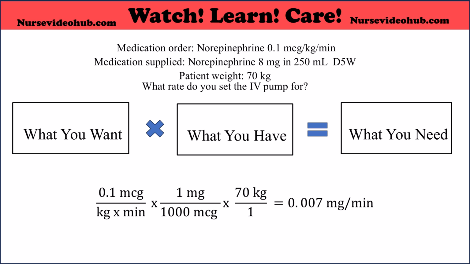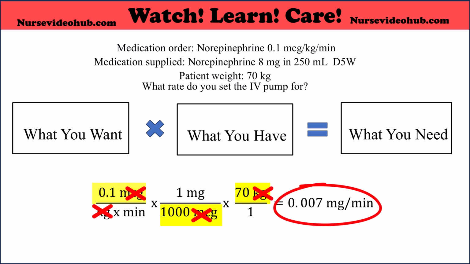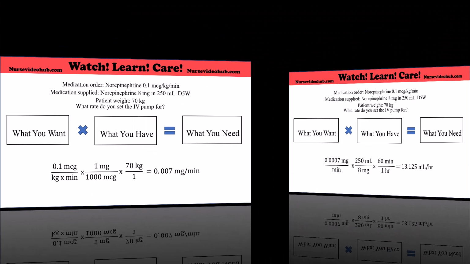Take the prescribed dose of 0.1 micrograms per kilograms per minute and multiply it by the conversion factor of 1 milligram over 1,000 micrograms. Then multiply the converted amount by the patient's weight, which is 70 kilograms. Now calculate the desired dose based on weight. 0.1 times 70 divided by 1,000 equals 0.0007 milligrams per minute as the dose to be administered.